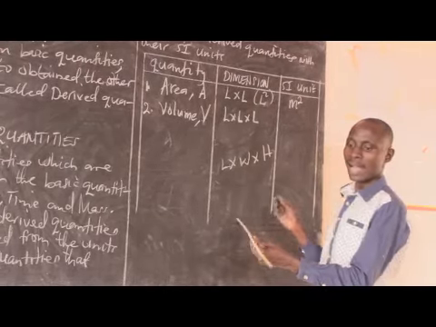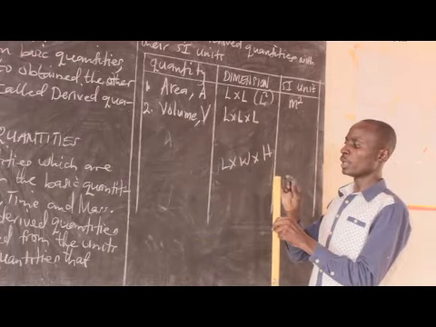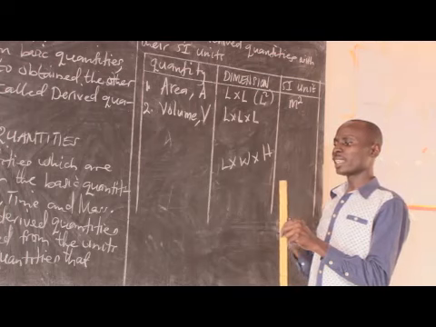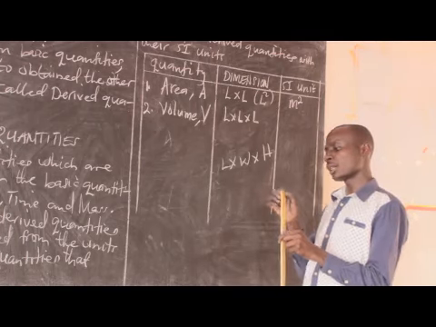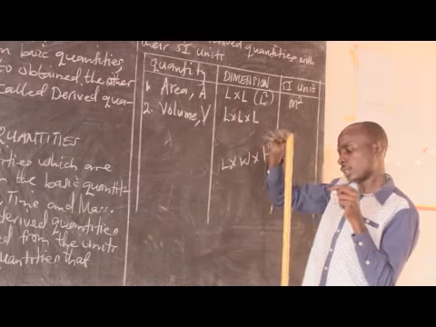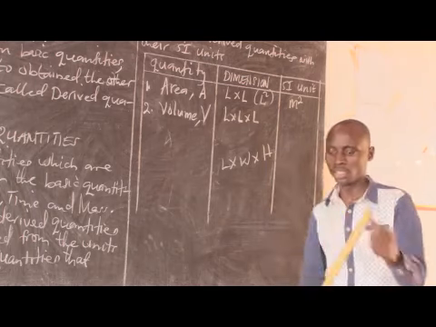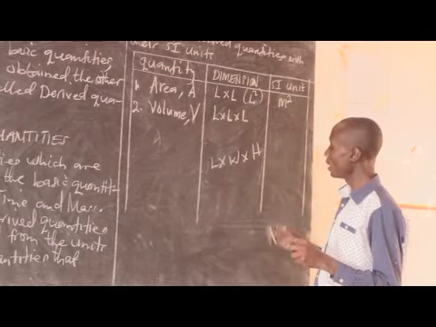This ruler here has a length from here to here, has a width from here to here, has a thickness, which is the thinnest, which is the shortest, from here to here. This is the thickness, which I call height, or which we call height. And those are all lengths.